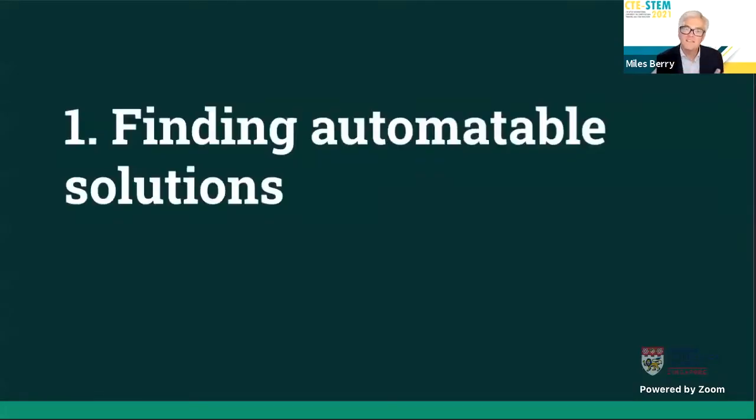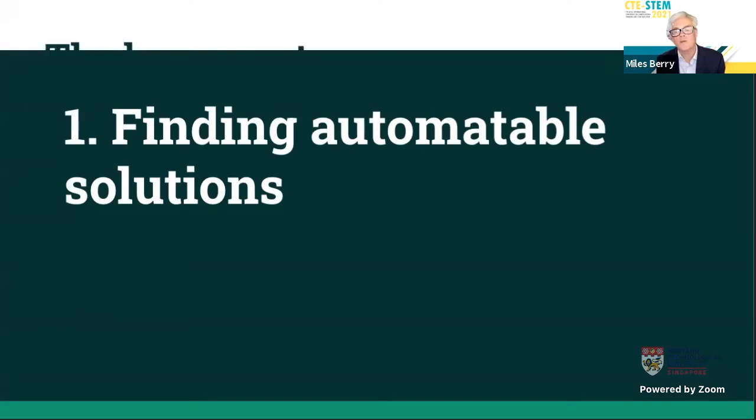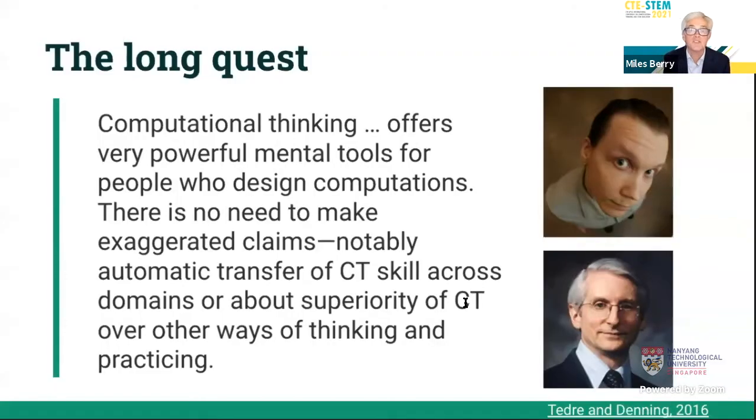I think Jeannette Wing has moved her thinking on now to reflect a deeper, better understanding of this, which is my type 1 computational thinking, this idea of finding the automatable solution to a problem. Tedre and Denning's 2016 paper is so influential in this. Computational thinking: powerful mental tools for people who design computations. This is the purpose of it. Computational thinking, yes, the fundamental concepts and approaches of computer science, but the purpose of those is for designing computation.